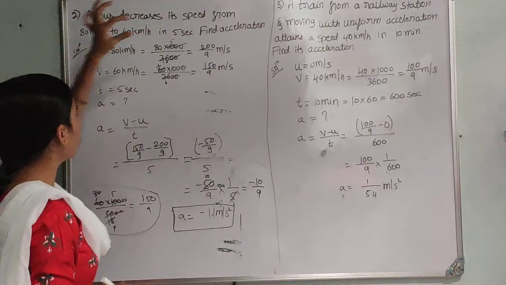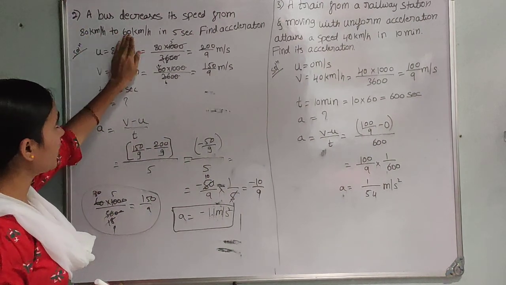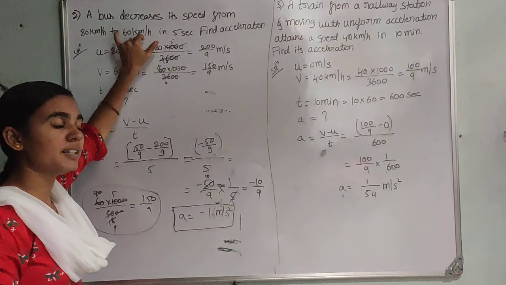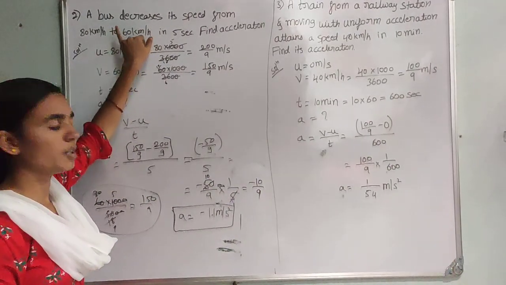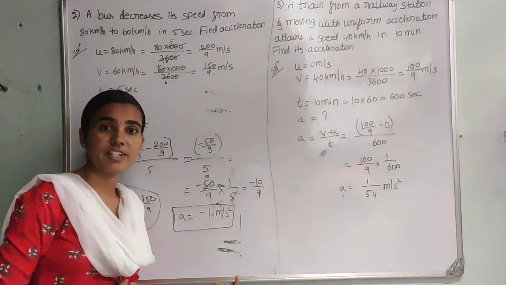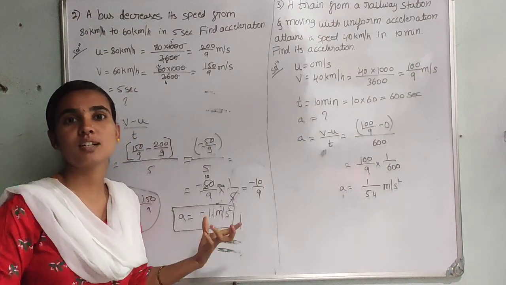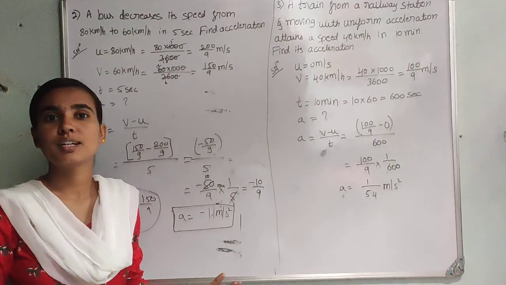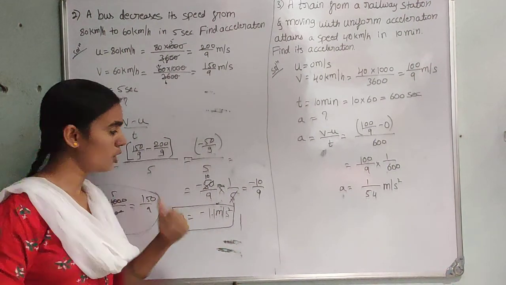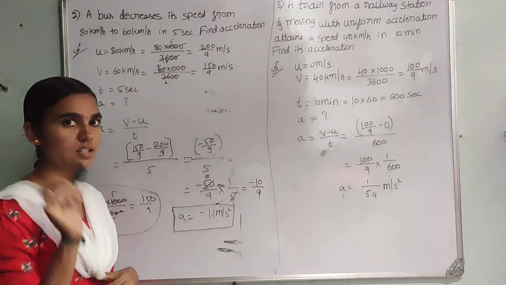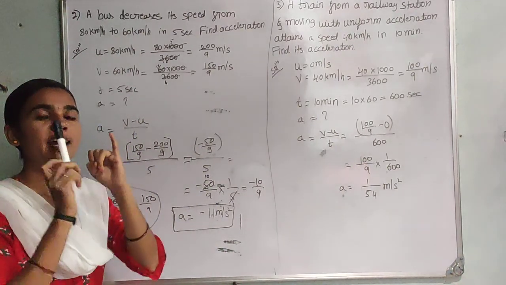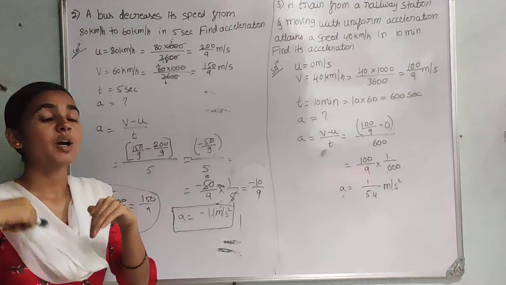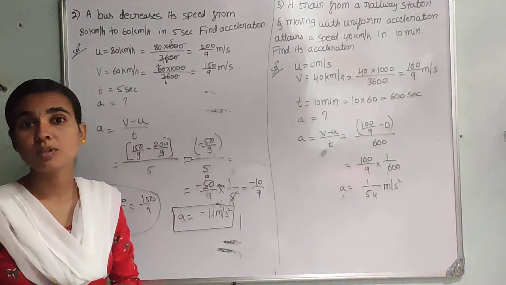The reason is that the velocity decreases from 80 kilometer per hour to 60 kilometer per hour. When there is a decrease in the velocity or speed of an object, the acceleration comes with a negative sign. This shows a retardation or deceleration of a moving object. First keep in your mind that if the given values are in kilometer per hour, we have to convert them into meter per second.